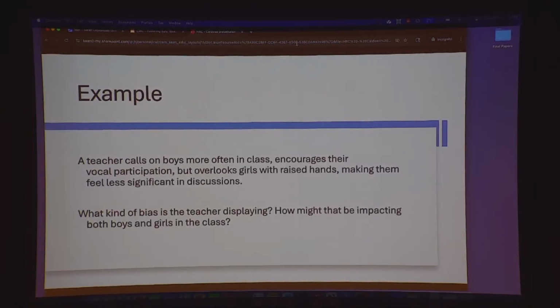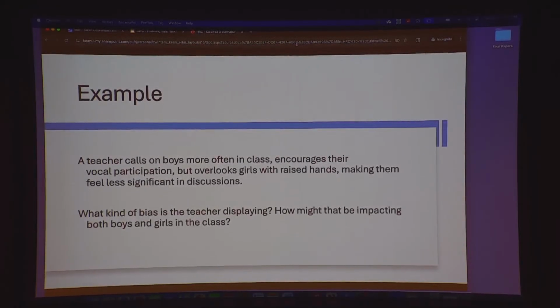Okay. A teacher calls on boys more often in class and encourages their vocal participation. But the teacher overlooks girls who have their hands raised, making them feel less significant in the discussion. What kind of bias is this example showing, and how might it be impacting the students in the class?